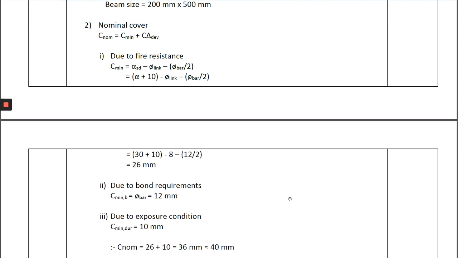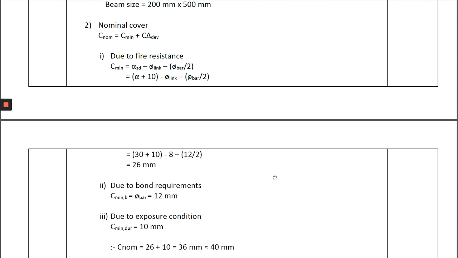So we go one by one. Due to the fire resistance, the C minimum is referred to table 5.6. Table 5.6 gives the minimum dimension and axis distance for continuous beam made with reinforced or pre-stressed concrete. I do have 1.5 hours. Therefore, my axis distance is between 25 and 35, so I did an interpolation and took 30.